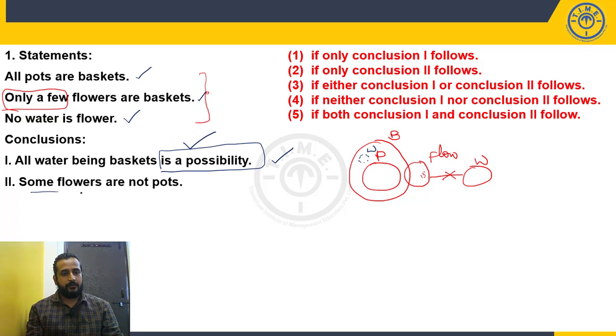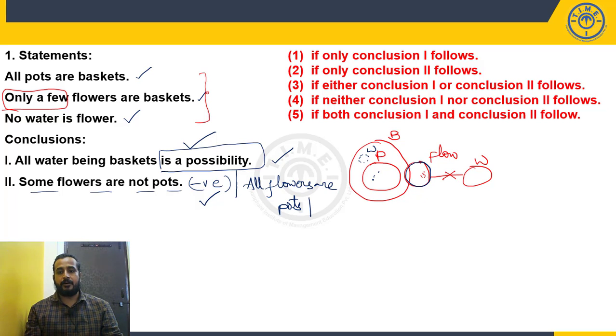Now conclusion 2. Some flowers are not pots. It is a negative and definite conclusion. Now when a negative conclusion is given, in the basic diagram we are going to draw the alternate diagram. What is the alternate diagram? Some flowers are not pots is nothing but all flowers are pots. So we have to draw the alternate diagram for all flowers are pots. If you place all the flowers inside the pots, what will happen?